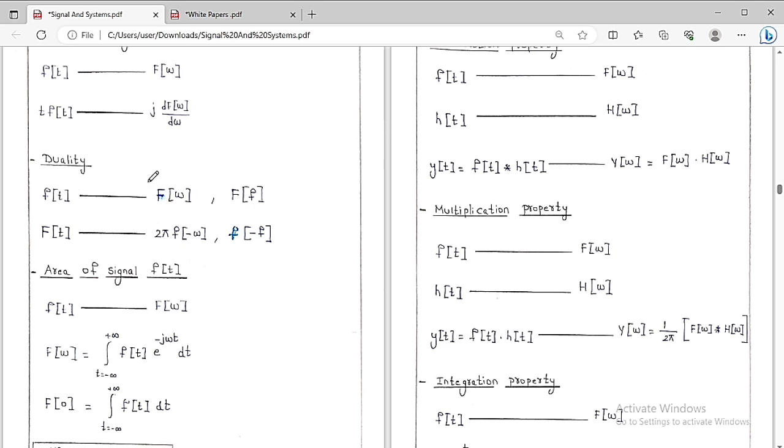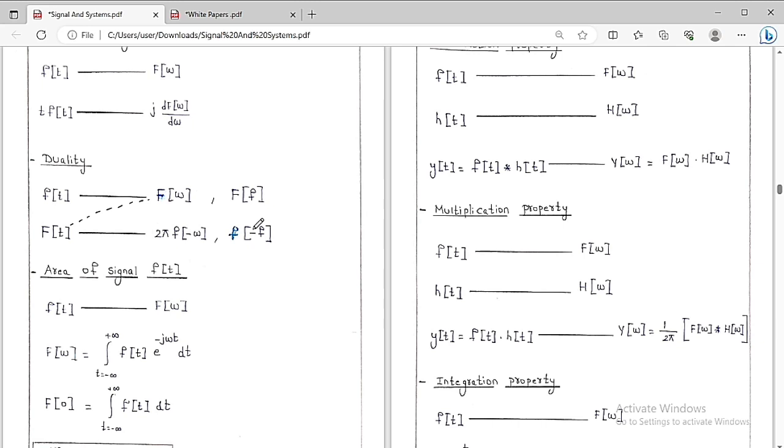So f of t has a Fourier transform F of omega or F of f. Then F of t has a Fourier transform 2 pi into f of minus omega or f of minus f. So this is what I am trying to tell you. So duality means, say for f of t I have to figure out the Fourier transform. Now I want to obtain a time signal same as the Fourier transform. What is the Fourier transform? Same signal I want to get in a time domain.